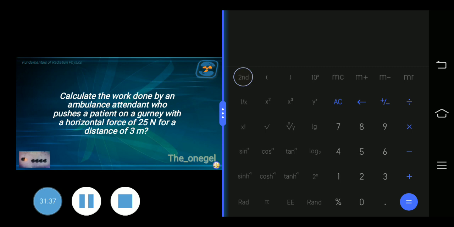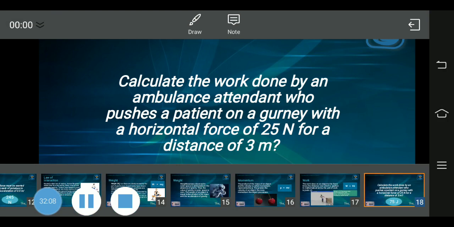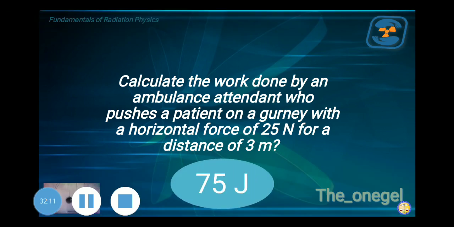Remember our formula for work, that is force times the distance. In our problem, the force is 25 Newton times our distance, 3 meters. So it will give you 75, and what is the unit now? Newton meter, that is 75 joules. Let's give a round of applause for our very good BSRT2 students.